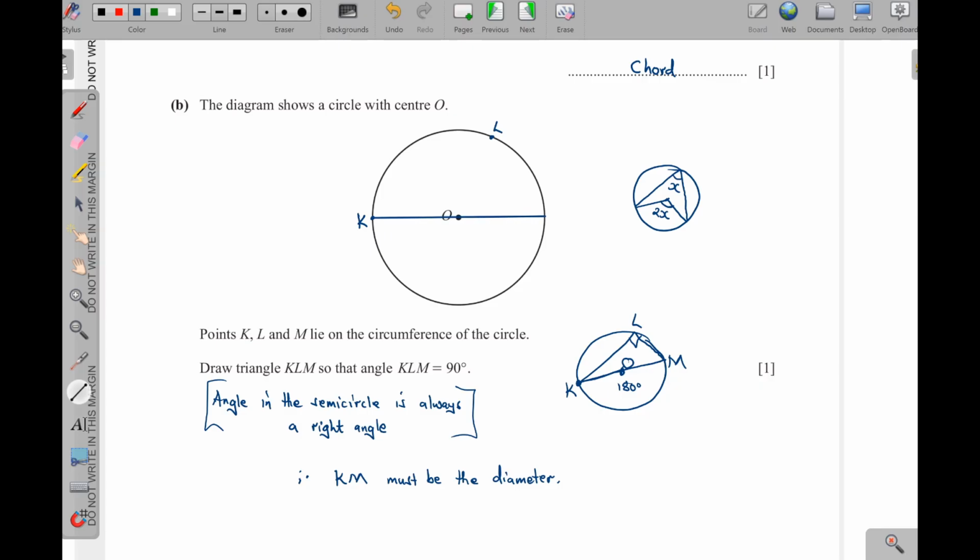Then when you do that, you mark this one as M. Then you can connect. Please use your ruler when you are drawing these lines here. So that is that. Then I can put this one as 90 degrees. So that is what we are supposed to have there.